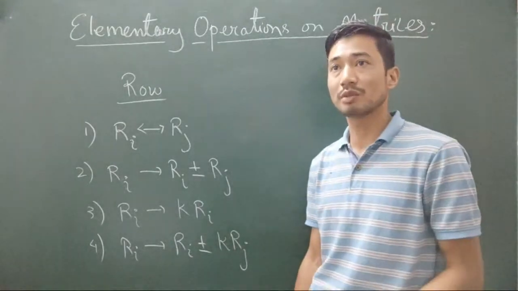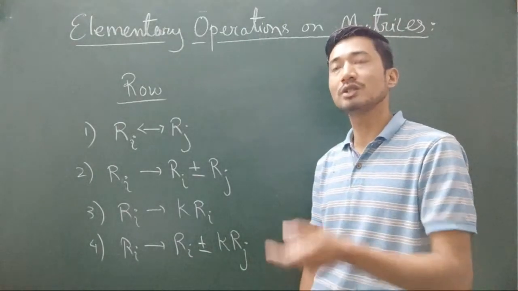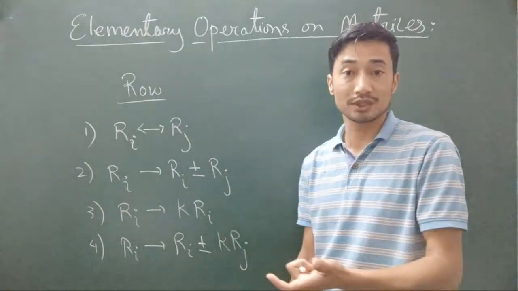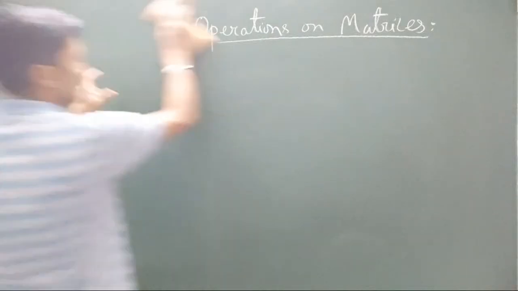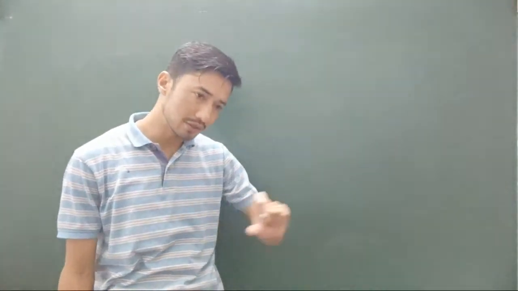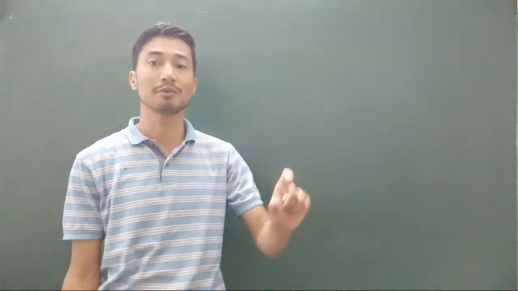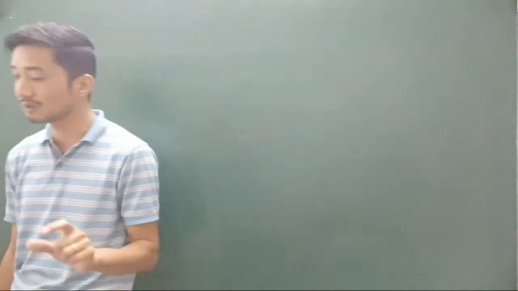We'll be focusing more on rows, but the same operations can be done on columns using column operations. The question will be given to you as using elementary row operations; they will specify that. If nothing is specified, and they just say using elementary operations, find the inverse of a matrix, then you can use either columns or rows. But they will specify using elementary row operations or elementary column operations, so we'll have to stick to that. Now moving further, what we have here is invertible matrices.